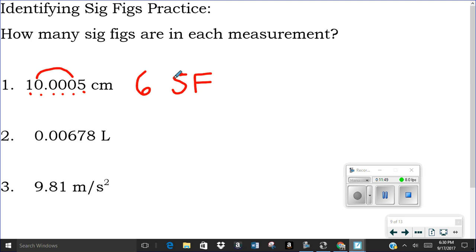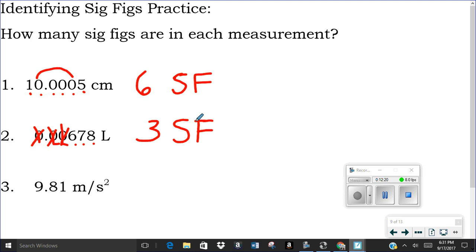In the second one, this 0 is not significant because it's a cosmetic 0. These 2 zeros just show the size of the volume that was measured, and it shows that the volume here goes out to the 1000th spot. So these are not significant. They are placeholders. And so in this one, there's only 1, 2, 3 significant digits, or Sig Figs.